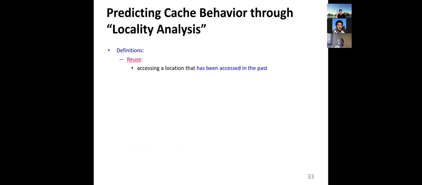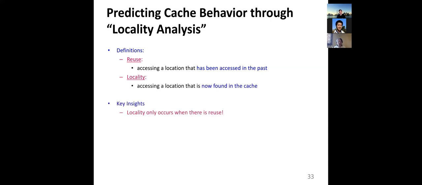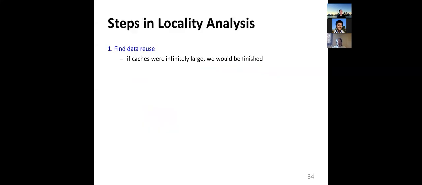The idea here is to perform locality analysis. So the definitions: reuse means accessing a location that has been accessed in the past. And locality means accessing a location that is now found in the cache. The key insight here is that locality only occurs when there is reuse. If you reuse something, then there may be locality, but reuse by itself does not necessarily result in locality. Let's see why this happens.